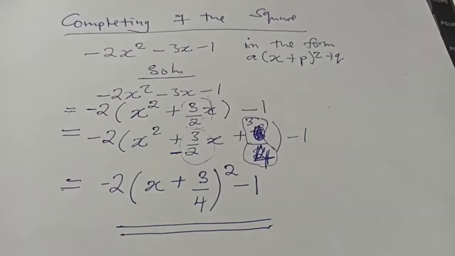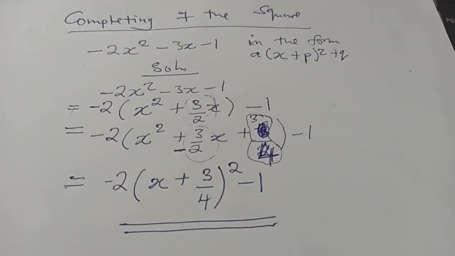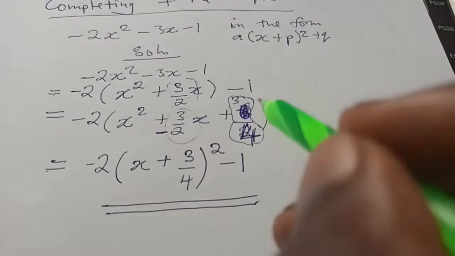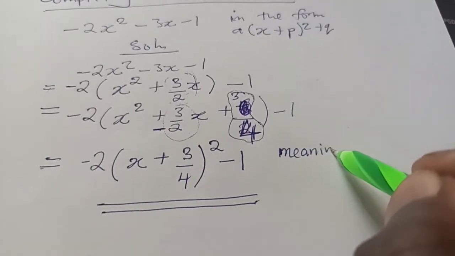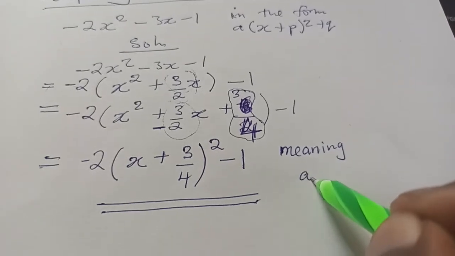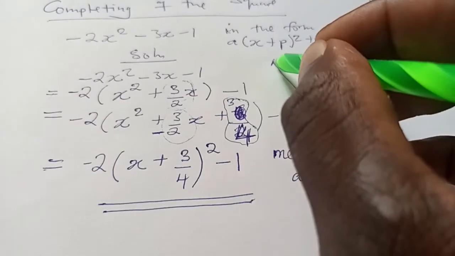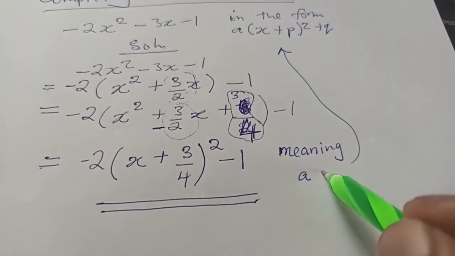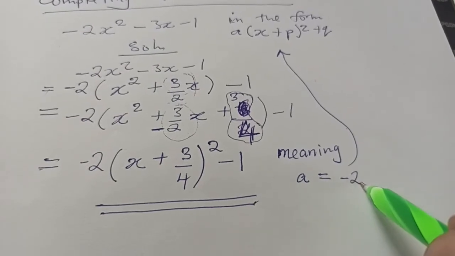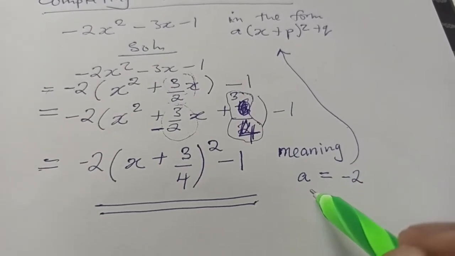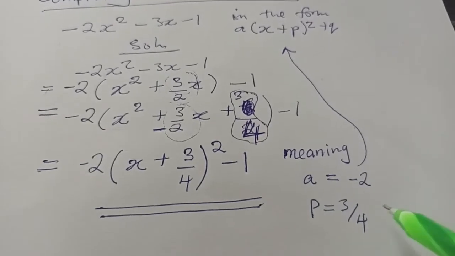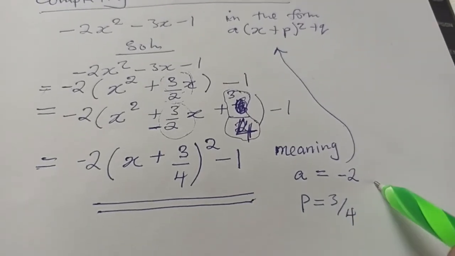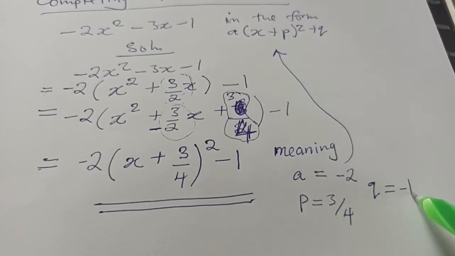Right. So what does that mean? Meaning the a value, like they said, you should put it in this form. So the a value in this case is -2. The p value is, sorry, 3 over 4. Then the q value is -1.